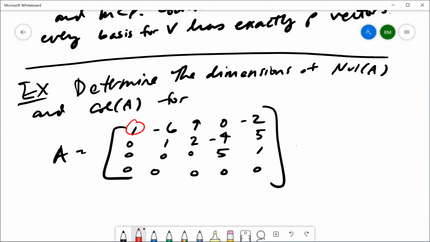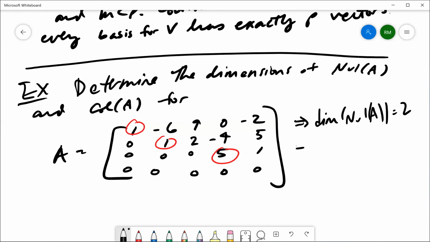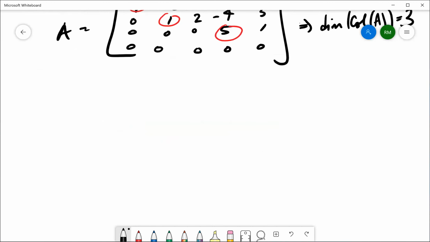Let's circle the pivots. We see there are 3 pivots, and we have 2 free variables. So this tells us that the dimension of the null space of A must be 2, and the dimension of the column space of A must be 3. So the number of pivots gives us the dimension of the column space, and the number of free variables gives us the dimension of the null space. All right, that's a little practice that we'll be seeing more of soon.